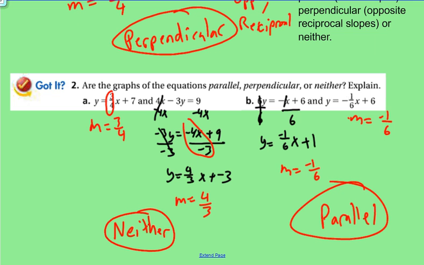So I put neither. Letter B, though, when you solve the first one for y and you get the slope-intercept equation, I found the slope was negative 1/6, and the slope from the second one is negative 1/6, meaning they're parallel, because they have the same slopes.